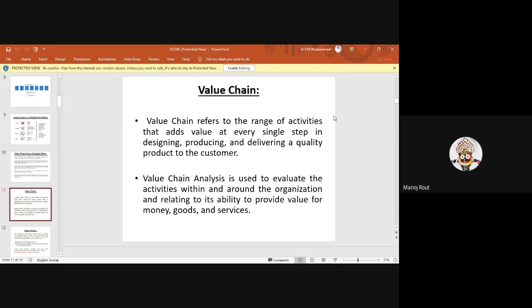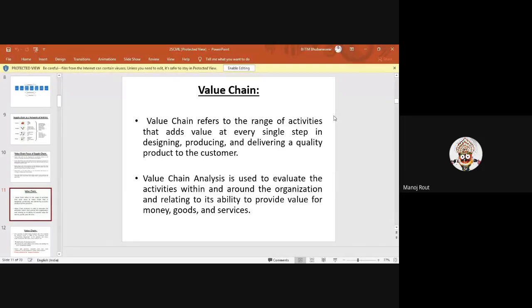I will show a particular case study. That is India's largest cargo shipper, or you can say a transporter, who adds some value to their potential customers in different segments of product and services. The next point is that value chain analysis is used to evaluate the activities within and around the organization and relating to its ability to provide value for money, goods, and services.